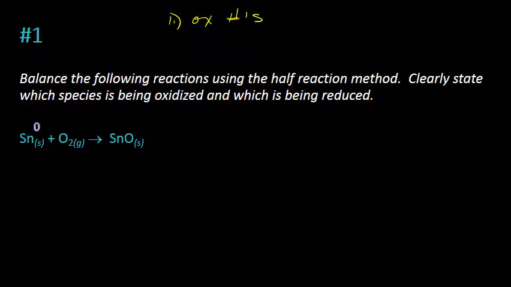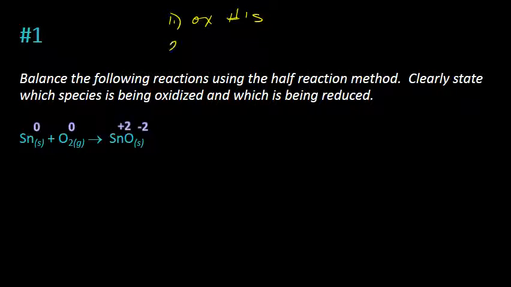So tin is in its natural state, so it's 0. Oxygen is also 0. Tin oxide is an ionic compound, so the charges and the oxidation numbers are going to be the same. So oxygen's -2 and tin is +2.